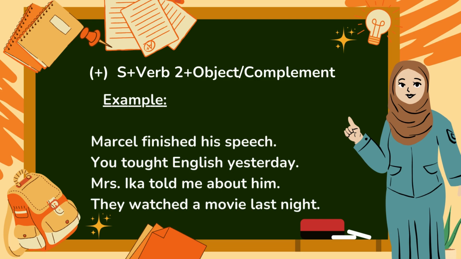Mrs. Ika told me about him. Mrs. Ika here is the subject, told is verb 2, me here is the object, about him is the complement. They watched a movie last night. They here is the subject, watched is verb 2, a movie is the object, last night is a time signal of past tense.